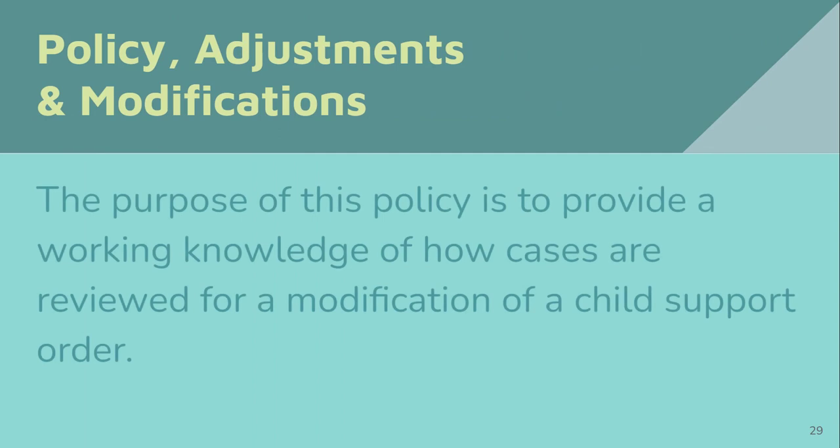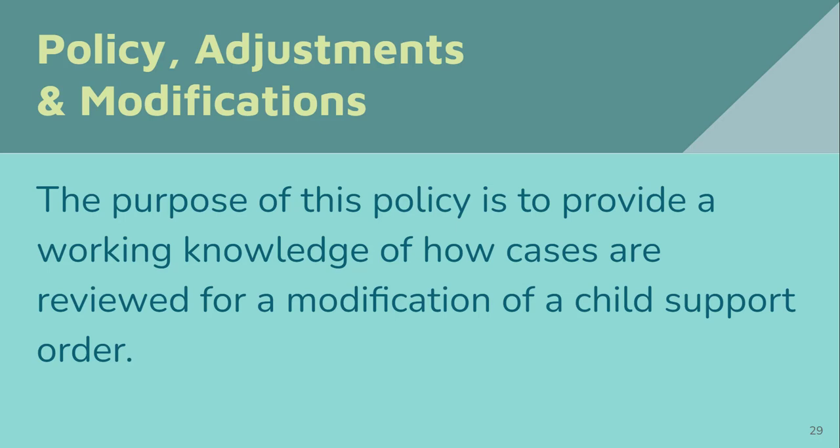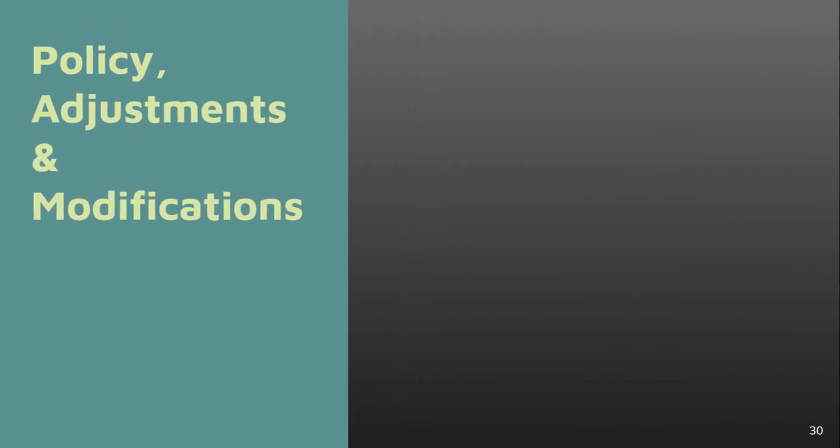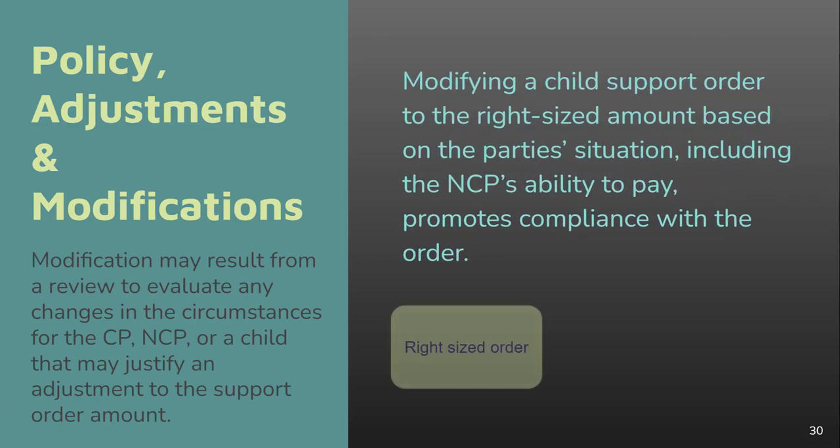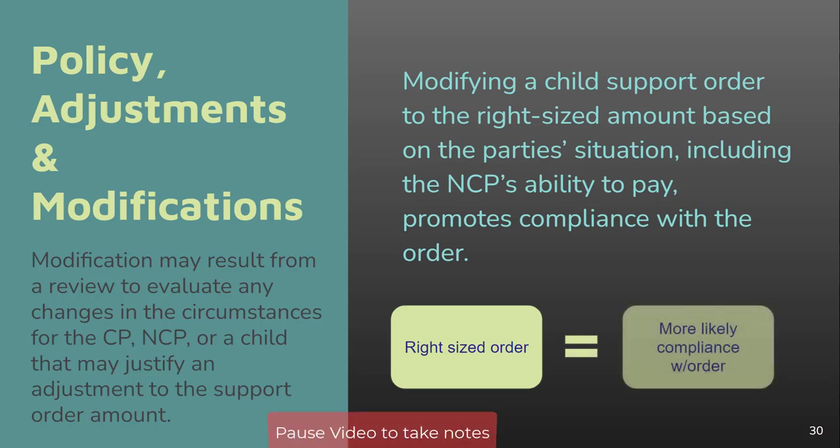Policy, adjustments and modifications. The purpose of this policy is to provide a working knowledge of how cases are reviewed for a modification of a child support order. Modification may result from a review to evaluate any changes in the circumstances for the CP, NCP, or a child that may justify an adjustment to the support order amount. Modifying a child support order to the right-sized amount based on the party's situation, including the NCP's ability to pay, promotes compliance with the order.